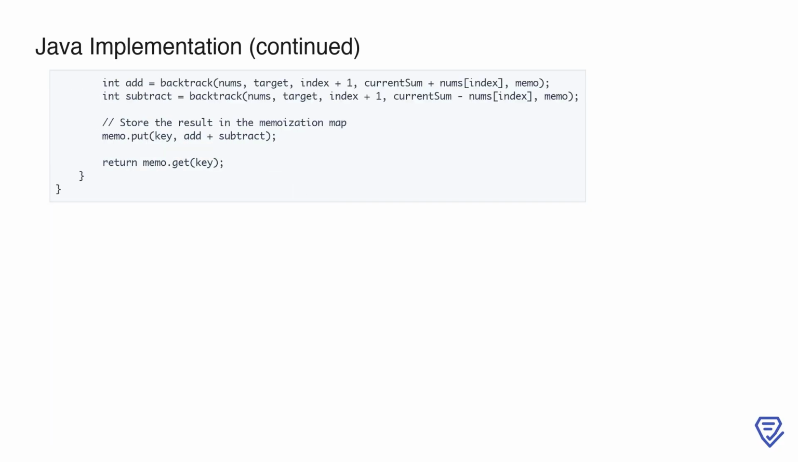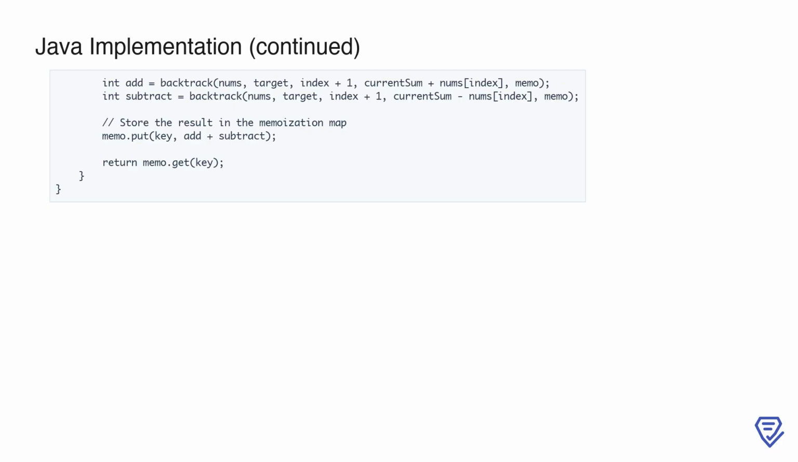Now, if the result is not already memoized, we proceed to explore the two possible choices for the current number, adding it to the current sum or subtracting it. We recursively call backtrack for both cases, first by incrementing the index and adding the current number to the ongoing sum, and then by incrementing the index and subtracting the number from the sum. These calls return the number of valid ways for each respective branch. The total number of ways for the current state is the sum of these two results.